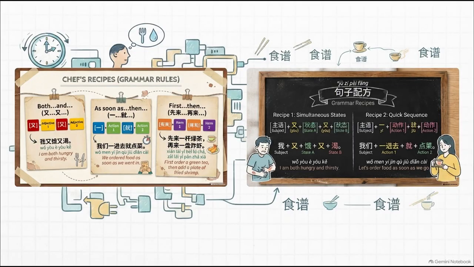Take a look at recipe 1 on the left side, simultaneous states. If you want to build a sentence saying you're both hungry and thirsty, you don't just link the vocabulary words with and. You use this specific structure. Subject plus yòu plus state A plus yòu plus state B. So wǒ for I plus yòu for both plus è for hungry plus yòu for also plus kě for thirsty, resulting in the complete sentence wǒ yòu è yòu kě. By viewing sentence grammar as a structural recipe, it stops being abstract and becomes a simple plug-and-play formula for your vocabulary.